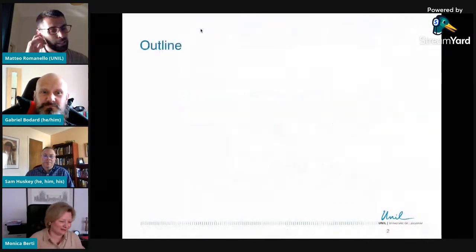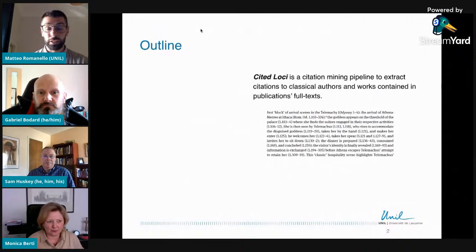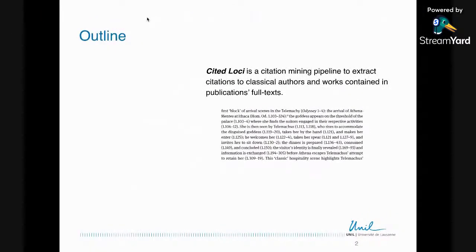So yeah, as Monica mentioned, the talk of today is going to be about the Cited Loci pipeline, which is a citation mining pipeline to extract citations to classical authors and works contained in scholarly publications full text. Here you have an example of what they actually look like. So here you have a paragraph with, in brackets, quite a few consecutive citations to different places of Homer's Odyssey. So this is the object of the talk. This is the type of canonical citations that the Cited Loci pipeline allows you to extract.